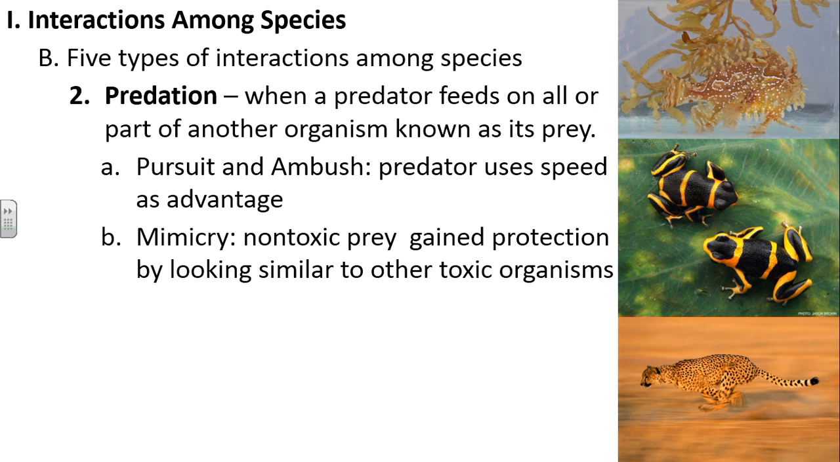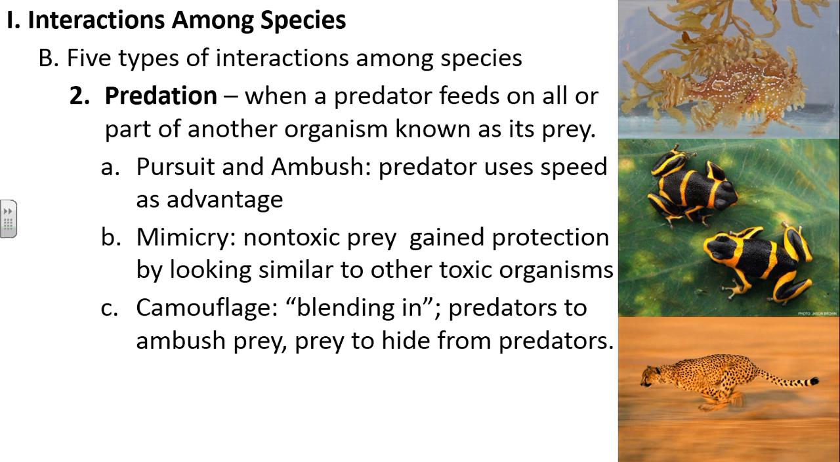Mimicry is where a non-toxic prey is protecting itself by mimicking or looking similar to another toxic organism. The picture of the 2 tree frogs on the right shows you an example of this. These are 2 separate species. One of them is toxic, the other is not. So one of the species has mimicked the morphology and color pattern of the toxic species to be protected.